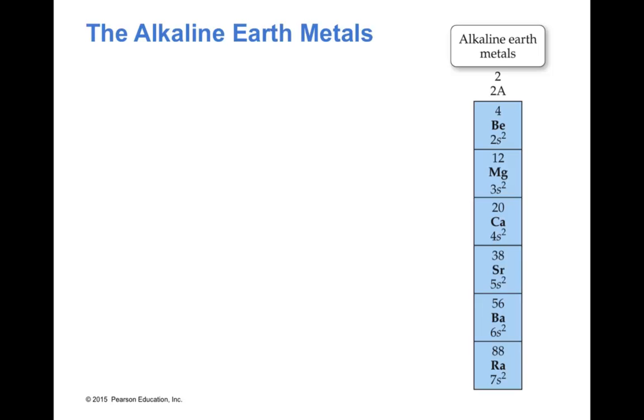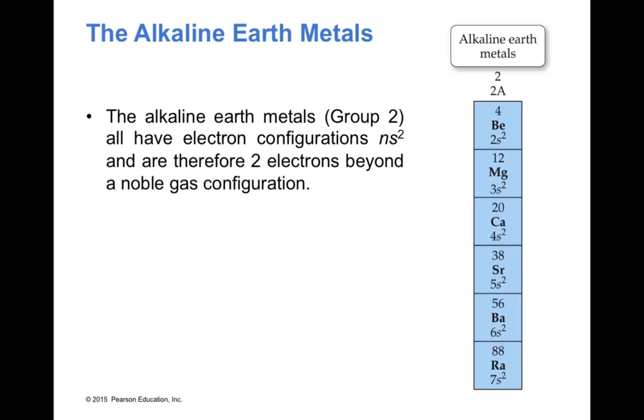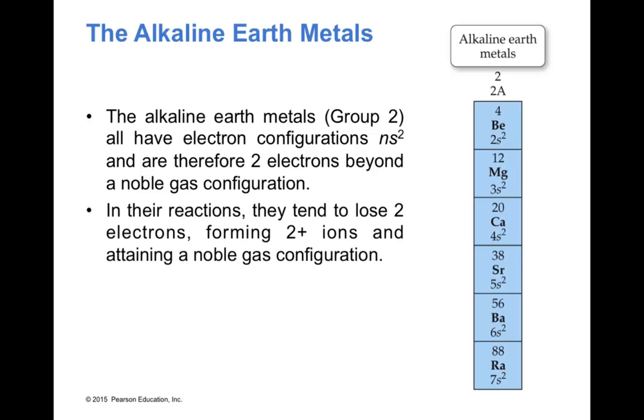The alkaline earth metals, of group number 2, all have electron configuration of ns2, and therefore 2 electrons beyond a noble gas configuration. In their reactions, they tend to lose 2 electrons, forming 2+ ions and attaining a noble gas configuration. In the same way as group 1, it's easier for them to lose those 2 electrons than look for 6 to have 8 and have the same electronic configuration of the next noble gas in the same period.